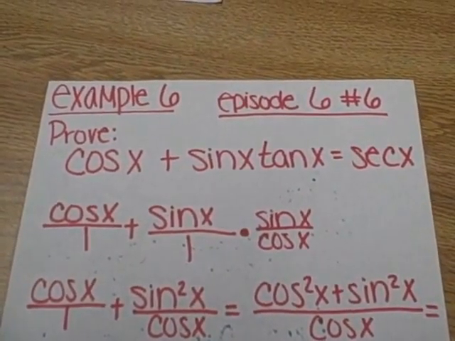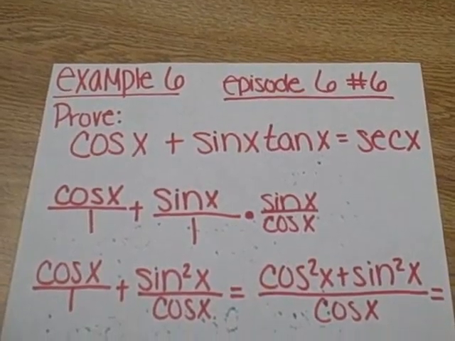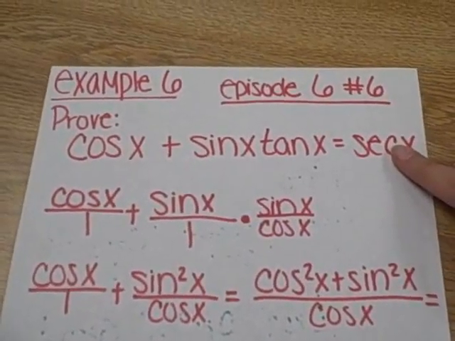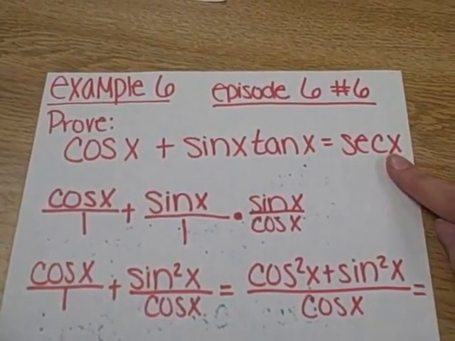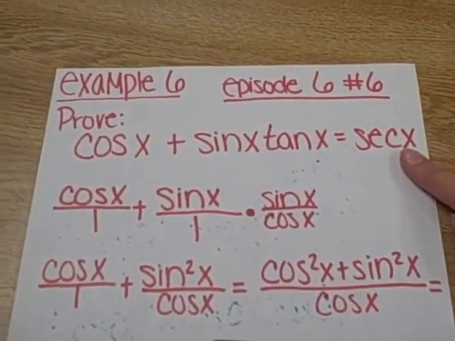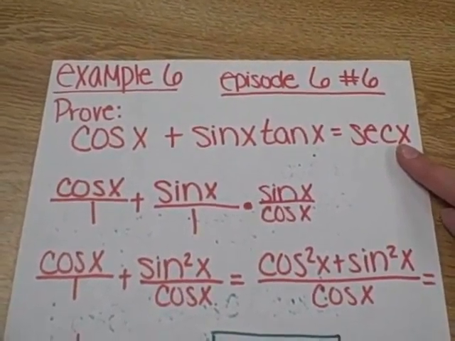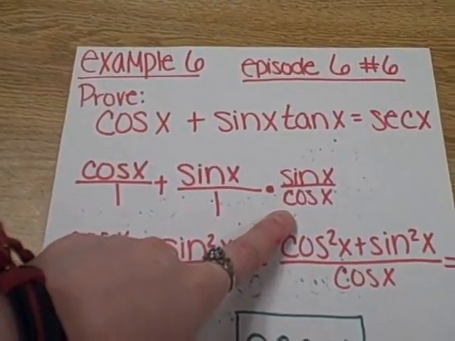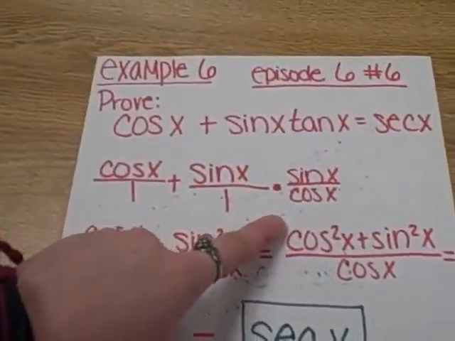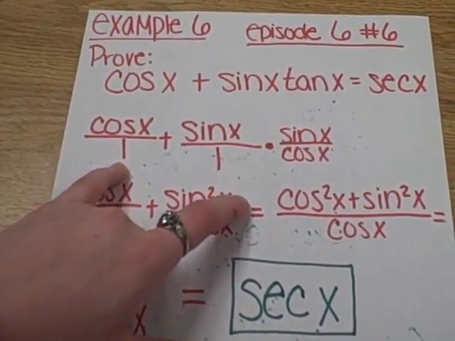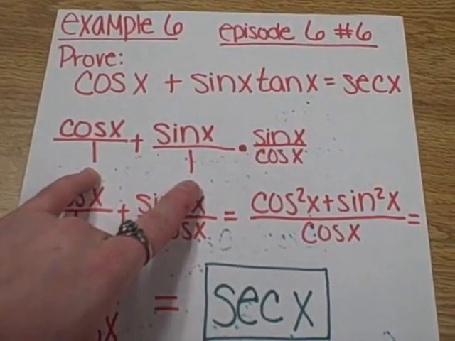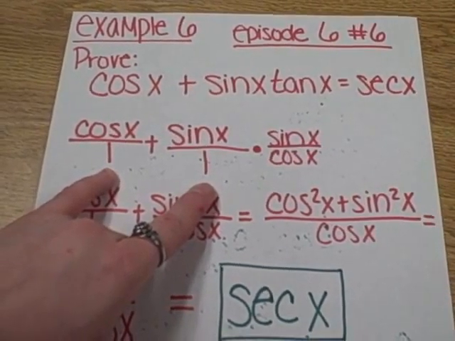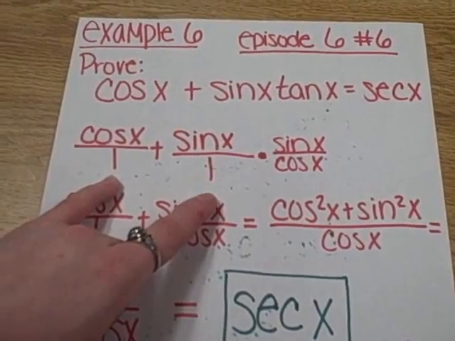Okay, this is our last example. This is Episode 6, Number 6. You have to prove that cosine x plus sine x times tangent x equals secant x. You have to pick one side and solve it to see if it equals the other side. So we renamed tangent x as sine x over cosine x using a quotient identity. When you make fractions out of cosine x and sine x, you have cosine x over 1 plus sine x over 1 times sine x over cosine x.